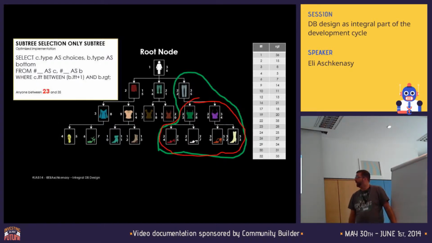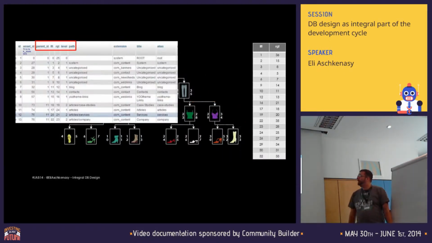Very, very simple. To find the children, all the descendants, it's exactly the same as previously. We're just adding 1 to the original left value just to get the subtree.